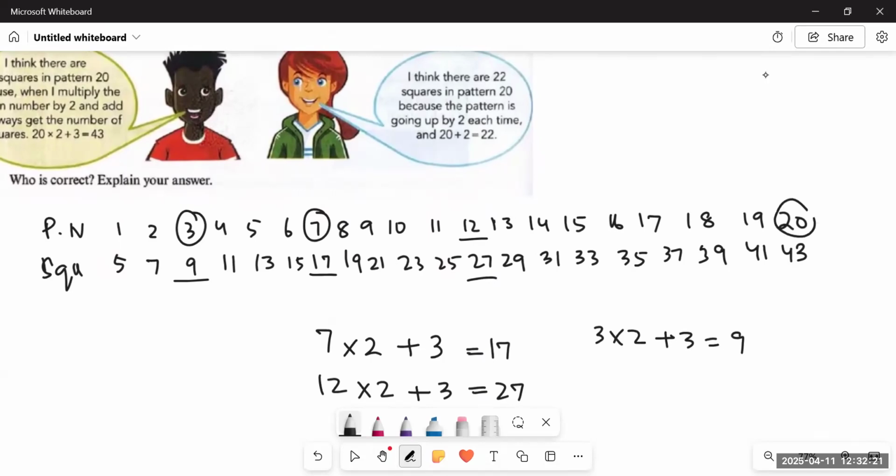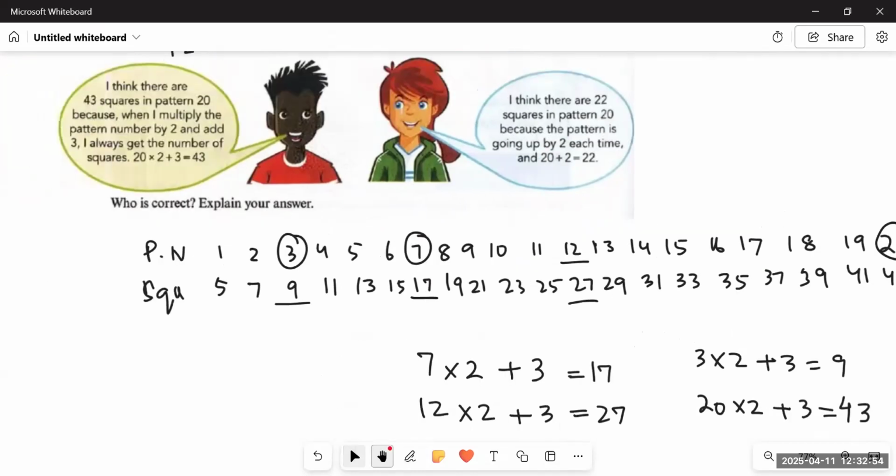If we take 20, we will multiply it by 2. So it is 40. 40 plus 3 is equal to 43. It means he has got the correct method of finding the number of squares in any pattern number. And for Sophia, we can say that no, Sophia is incorrect because Sophia has only considered adding 2 and she took the pattern number 20 and just added 2 into it. So she isn't correct. So we have completed till question number 7, the last question of this exercise.